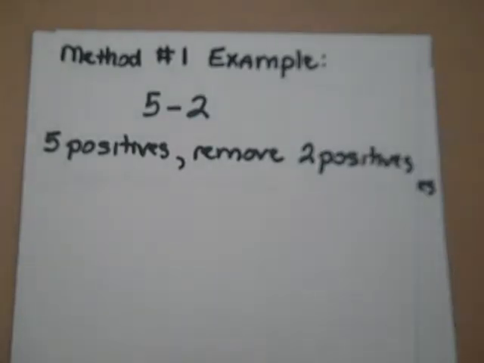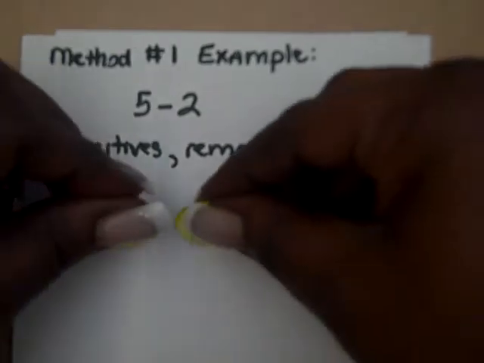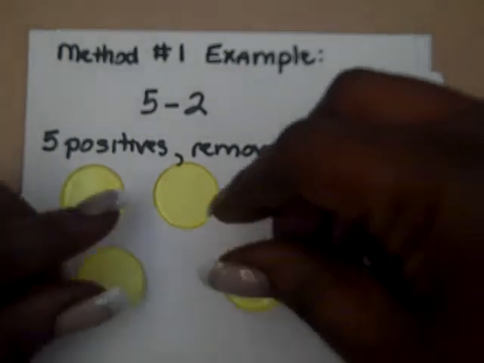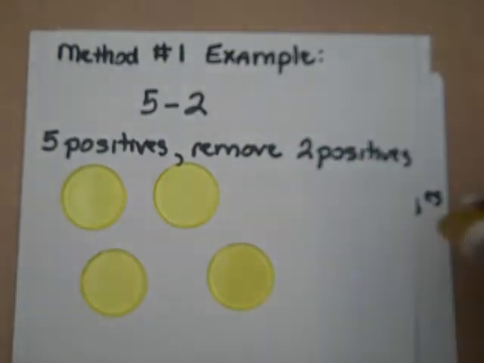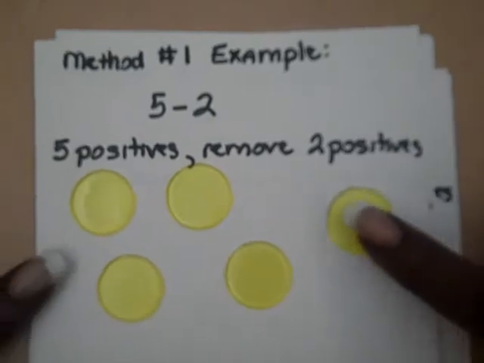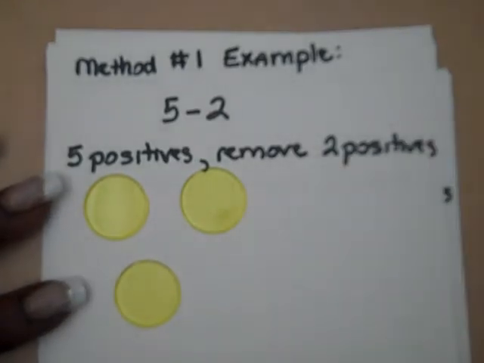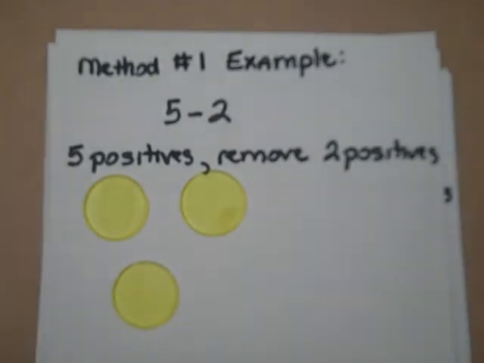For example, 5 remove 2 or 5 minus 2. We have 5 positives, and from that 5 positives, we're going to remove 2 positives. So to model the solution, which of course is 3, I'm going to start with 5 positives. And from my 5 positives, I'm going to remove 2 positives, leaving me a solution of 3.